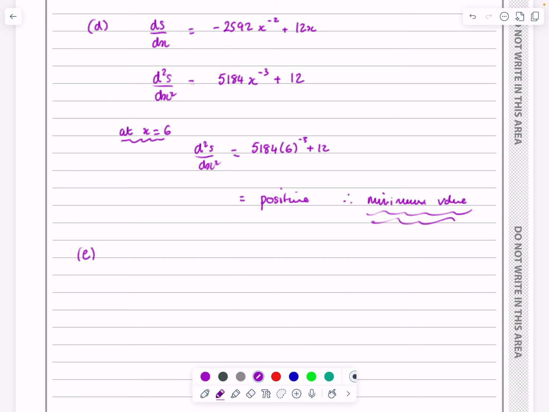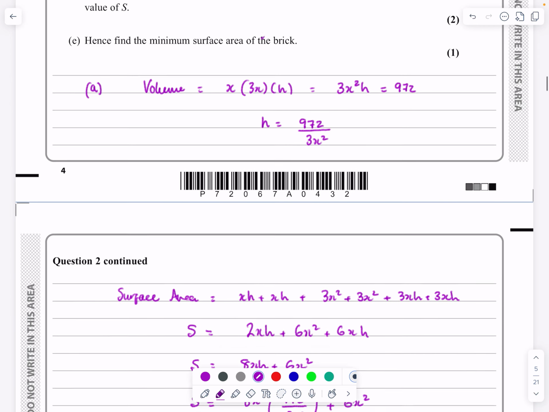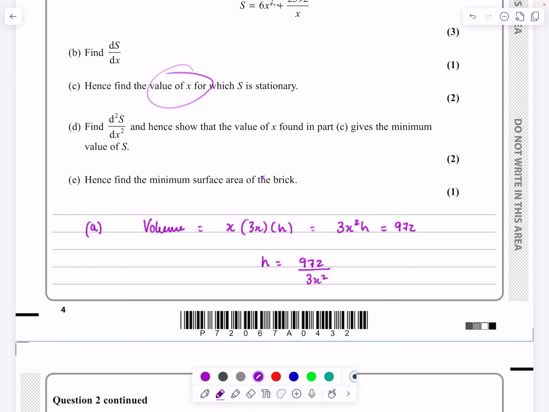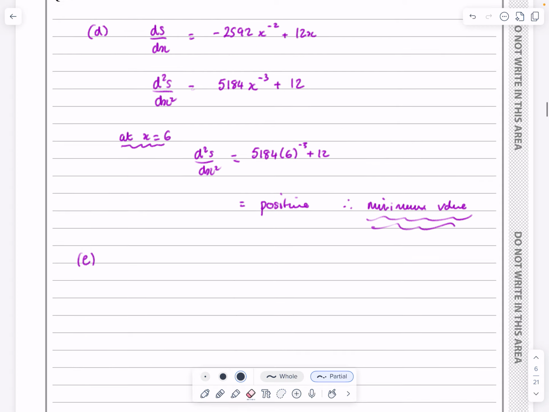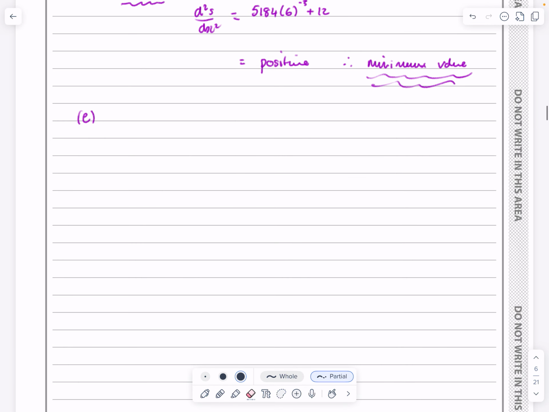Okay, what does part E say? There's one last part to this question. Hence, find the minimum surface area of the brick. So the minimum surface area of the brick then is at that point, subbing in to the original formula. So 2592 over x plus 6x squared, and we know that's a minimum when x is equal to 6. So plus 6 lots of 6 squared, and then working out whatever that works out to be.